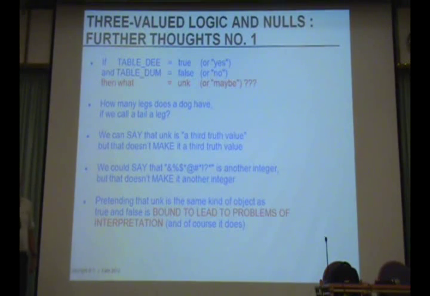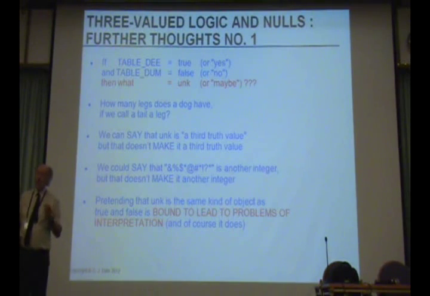A few further thoughts to wrap up. My first one is actually a very deep one, but I can't explain it here because I would have to explain a lot of the groundwork, so I'm going to skip that one. But the second, there's an old riddle in English, maybe you've heard this. How many legs does a dog have if you call a tail a leg? You heard that before? What's the answer? 4. Right. Calling a tail a leg does not make it a leg.